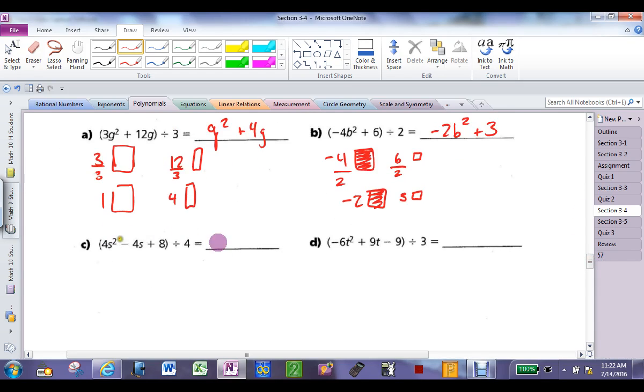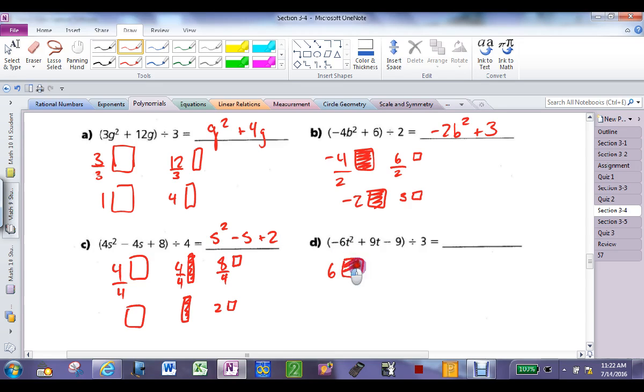What's this one going to be? 4 big guys divided by 4 is 1 big guy. 4 bars, negative, divided by 4 is 1 negative bar. 8 little guys divided by 4 is 2 little guys. And your answer becomes s squared minus s plus 2. Any questions? No. We're still good, yeah? Yes. Okay.